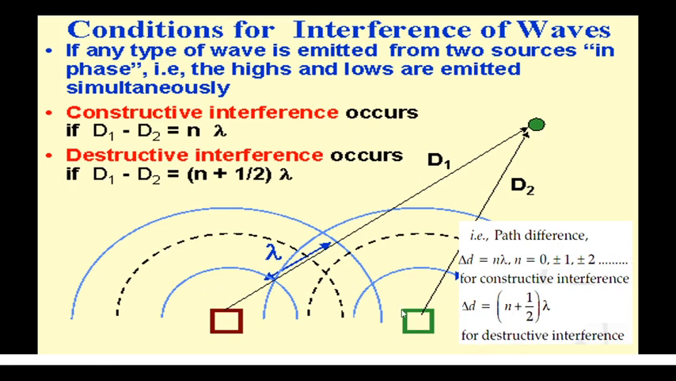See, these are the two slits, isn't it? So from here also light is coming here, and from here also light is coming here, and there is a small path difference between these two lines. If that path difference is equal to n lambda, then here the intensity of the light will be maximum. That means constructive interference occurs. If that path difference, that is d1 minus d2, this path is longer than d2, so path difference means d1 minus d2 is equal to n plus half into lambda, then that point will be a point of destructive interference.